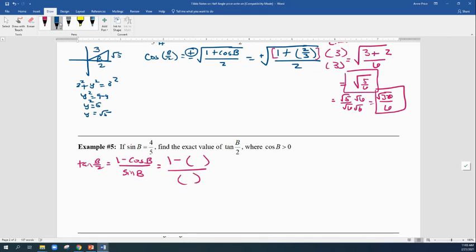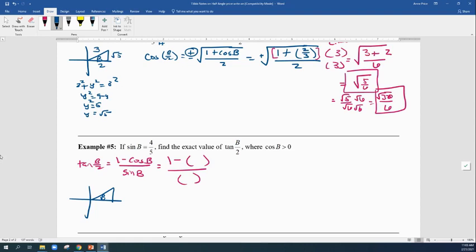I'm going to go ahead and draw my scenario. Sine b is 4/5. That's a nice ratio that we hopefully like. And cosine is positive, or greater than 0. So if sine is positive and cosine is positive, then we must be in the quadrant where both of them are positive, which should be quadrant 1. Again, sine is positive, cosine b is also positive. We must be in quadrant 1.